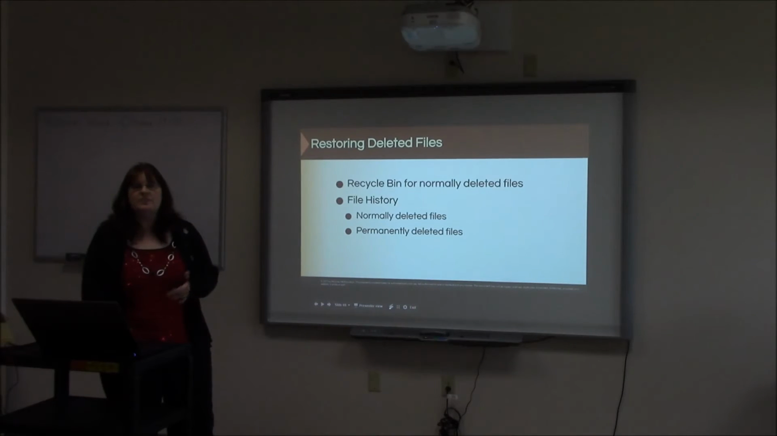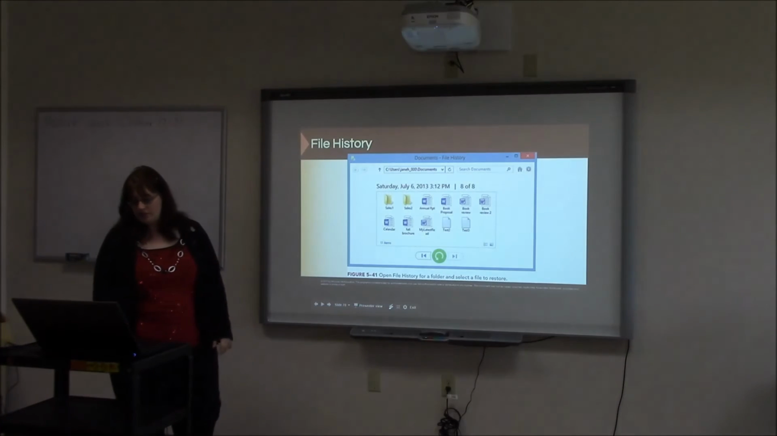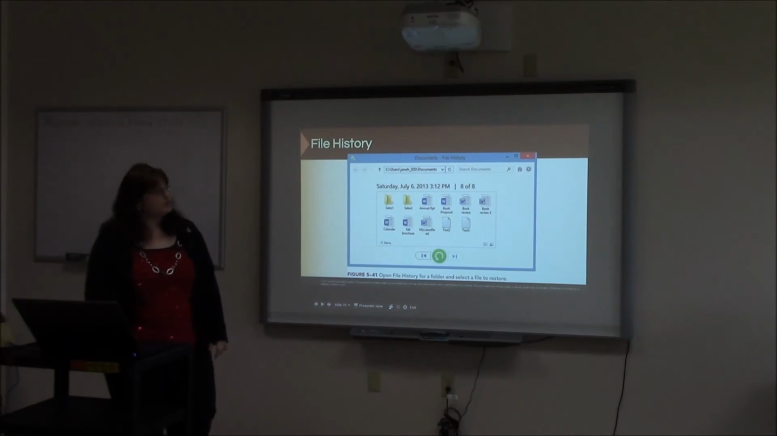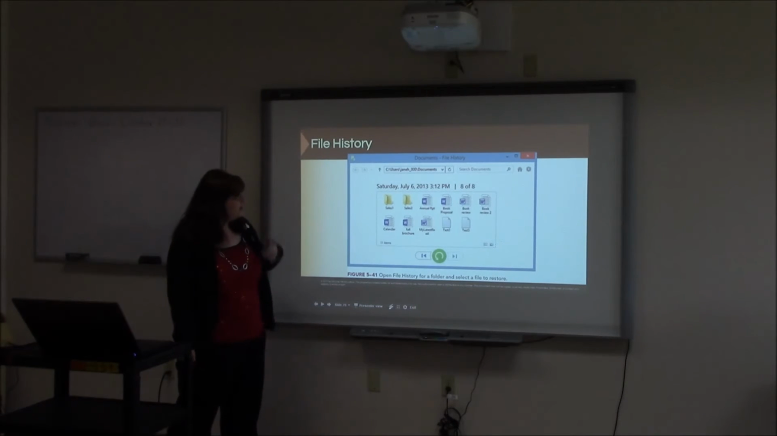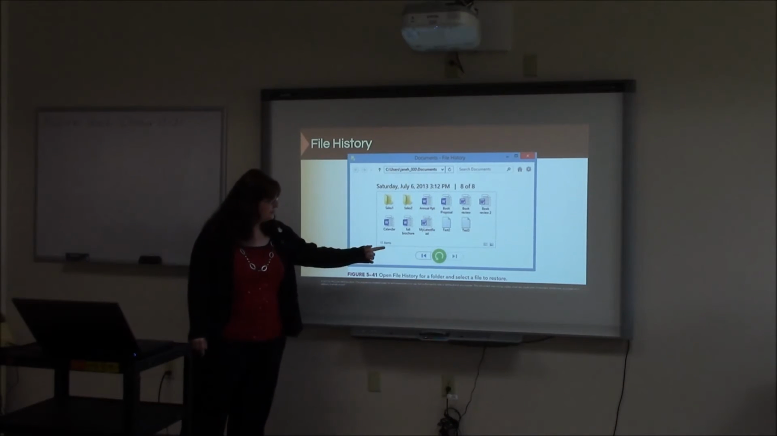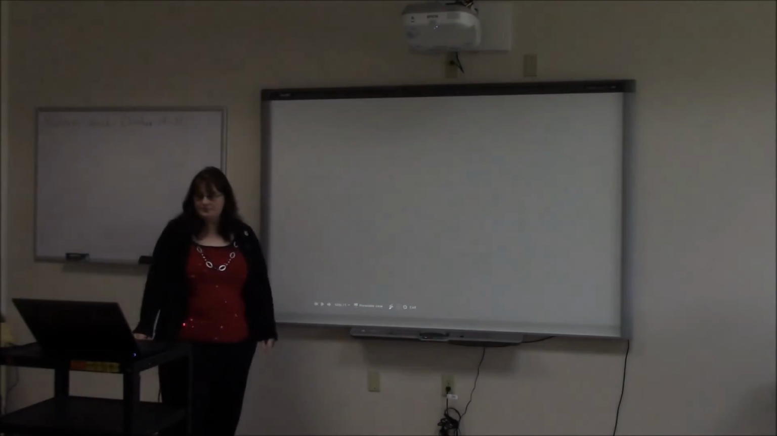Normally when we delete something, it goes in the recycle bin. File history is another way. If that's turned on, we might go back to be able to get files that were previously in the recycle bin. And here's what file history looks like. So here's a snapshot of all the files that changed on Saturday, July 6th. And if you want to go back and look at those, you can just click on them and restore the file back to that state.